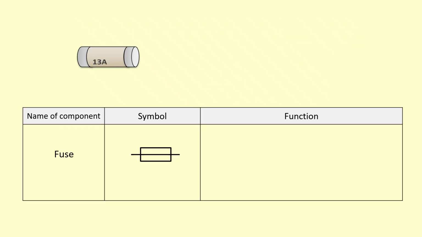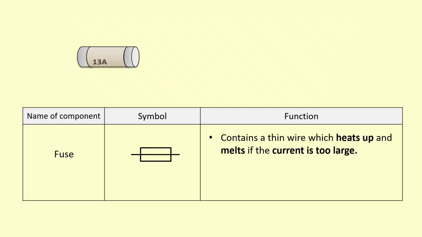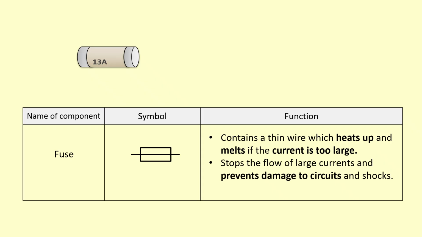So basically, a fuse contains a thin wire which heats up and melts if the current is too large. So for a 13 amp fuse, if you go anything above 13 amps, it's going to melt the wire in the center. And this will stop the large current from flowing, or any current after it's gone beyond 13 amps. And so it prevents damage to the circuit. It prevents shocks as well to any people who are using the circuit.